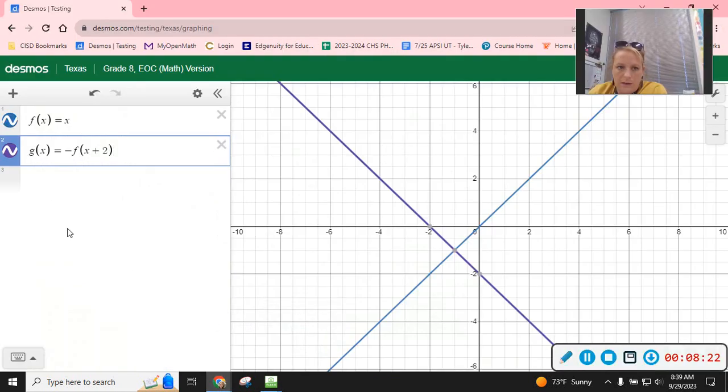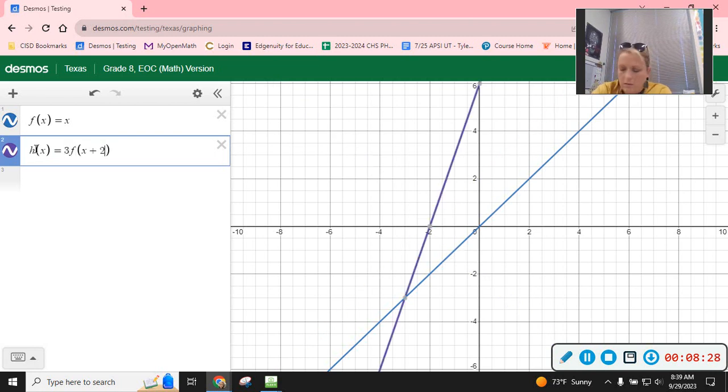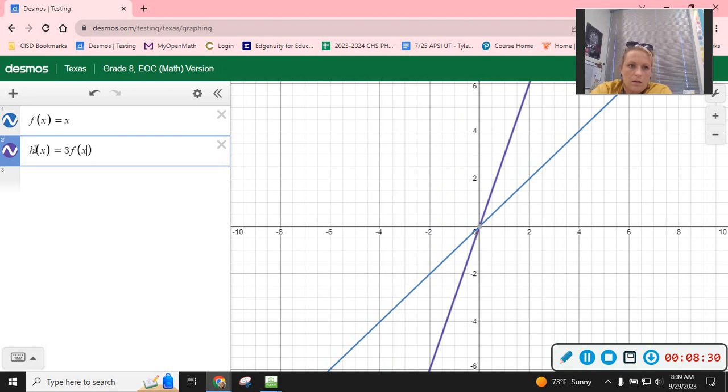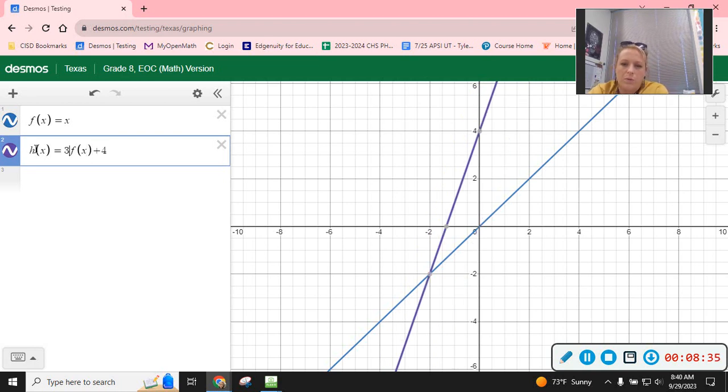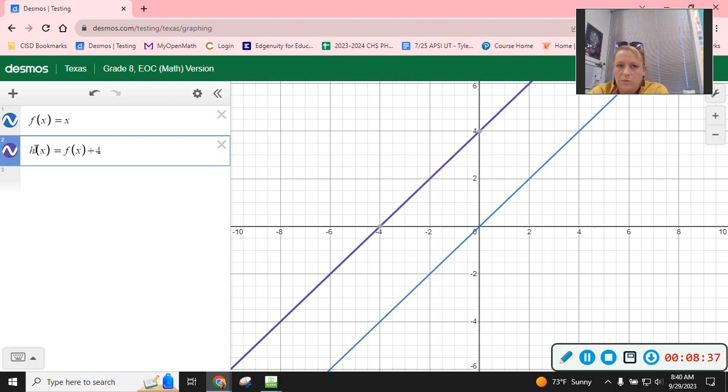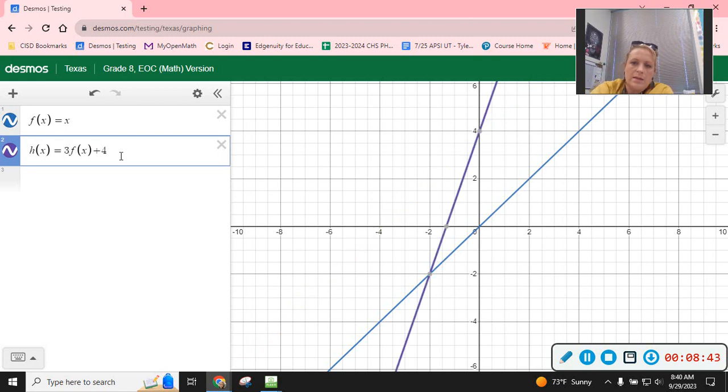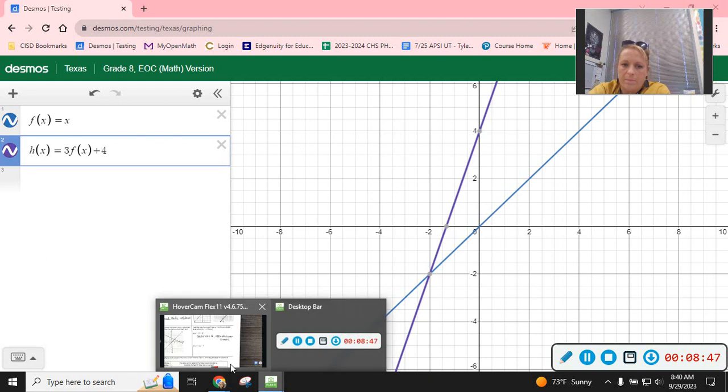Alright, now let's do h. Instead of a negative, this has a 3. Okay, and again, I want to do it one at a time. So I'm going to delete this 3. So that 4 makes it go up 4 because it's outside. It's where the k is. And then this changes it to being steeper by a factor of 3.